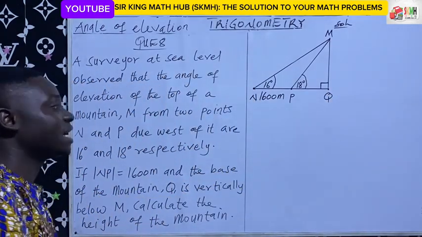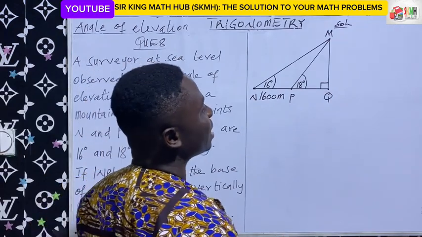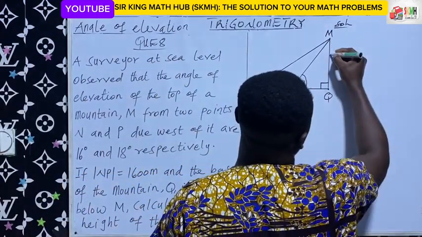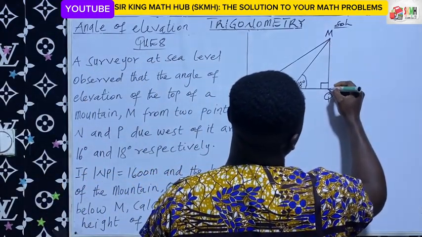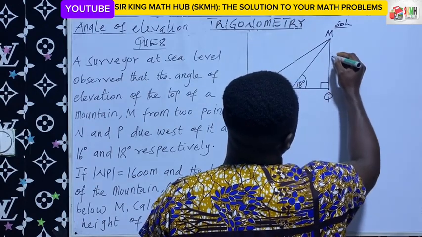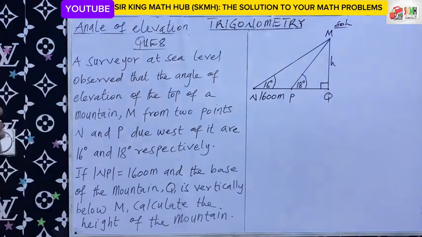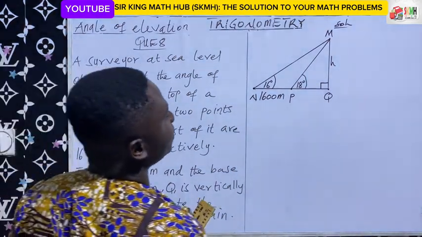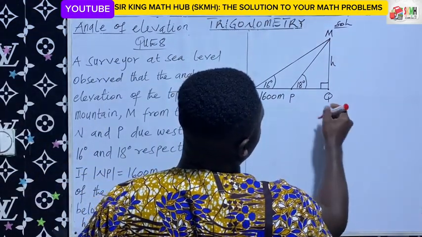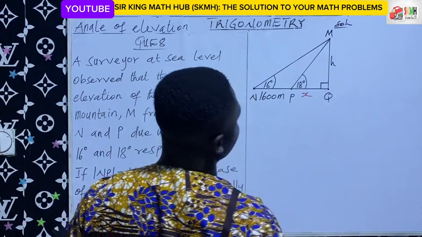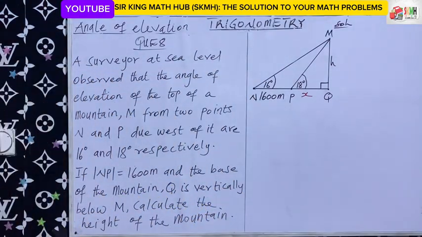We have to calculate the height of the mountain. So where is the height of the mountain? This is the height of the mountain, the height from point Q to M. I'm labeling the height as h for easy calculation. And again, to make our calculation easier, I'm also labeling the distance from point P to Q as x. So from P to Q, I'm labeling the distance as x.